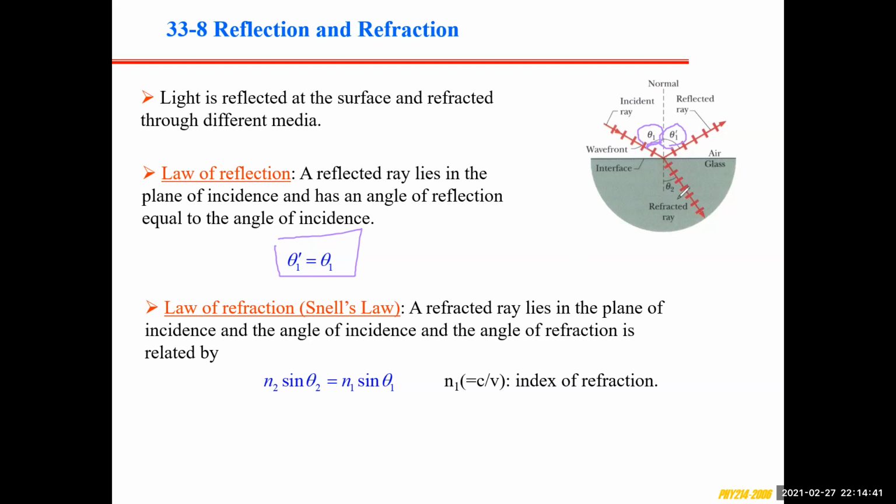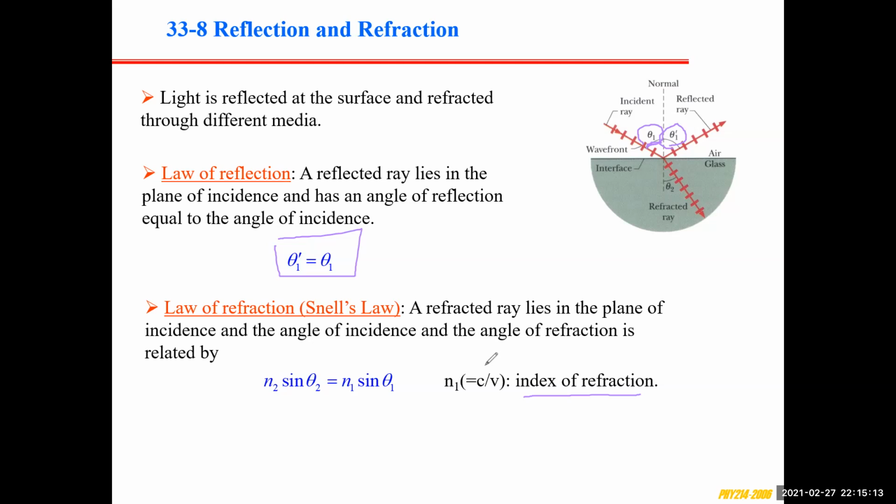When a light ray passes through a second, different material, light will be refracted. How much it is refracted is determined by the index of refraction. So what is the index of refraction? It is a ratio of speeds of light. C is the speed of light in air or in vacuum, and V is the speed of light in a different material. So let's say the V here indicates the speed of light in glass.